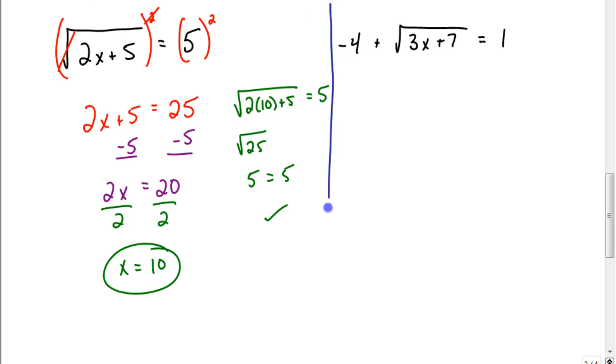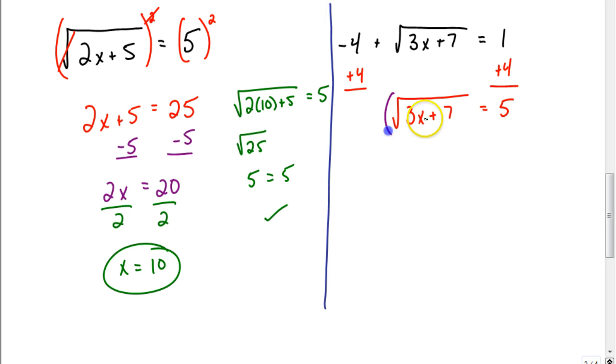Okay, so let's see how you did here. So with this one, like I mentioned, you're going to want to start by adding 4 to both sides. Don't do anything with that root yet. So when we add 4 to both sides, we still have the square root of 3x plus 7 on the left. But on the right, 1 plus 4 would give us 5. And now I can square each side. And so when I do that, I get 3x plus 7 equals 25.